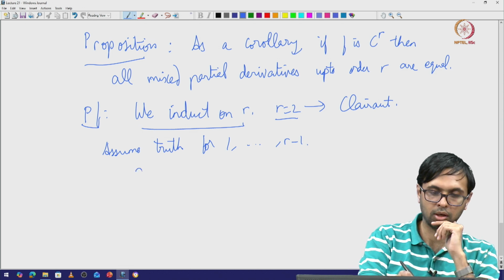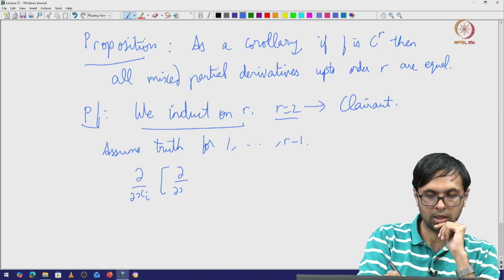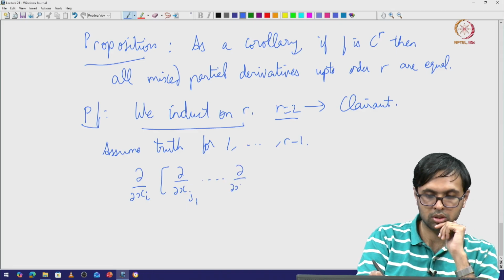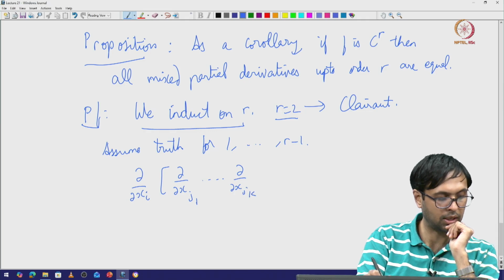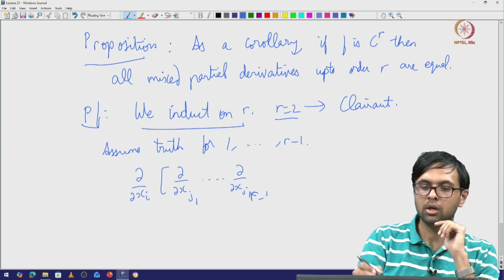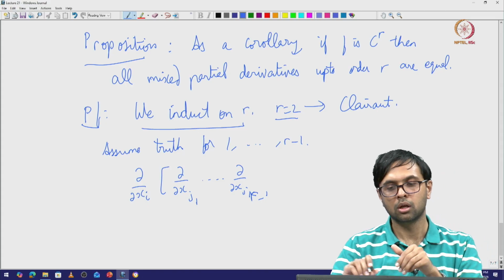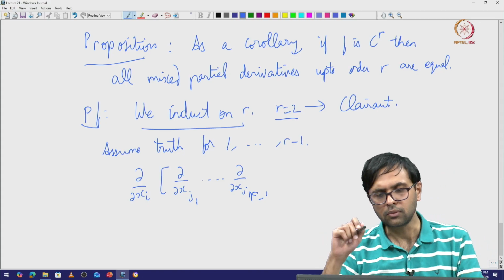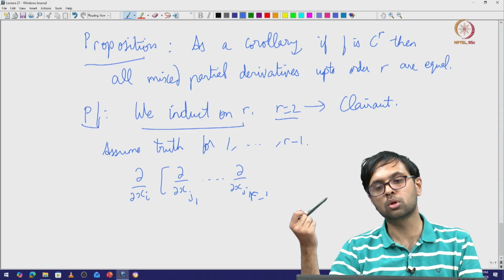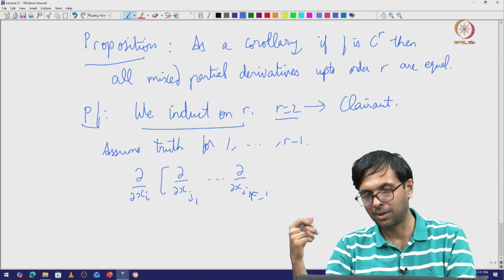That would mean if you take d by dxi of d by dx j1, and so on until d by dx jr minus 1. So when you assume truth for 1, 2, 3, and so on until r minus 1, the point here is that if you have a C^r function, as we saw earlier, it is also C^(r minus 1), right? So a C^r function is automatically C^(r minus 1).